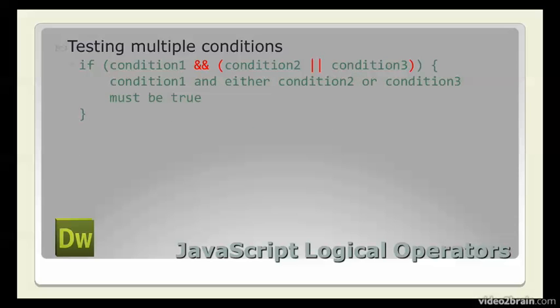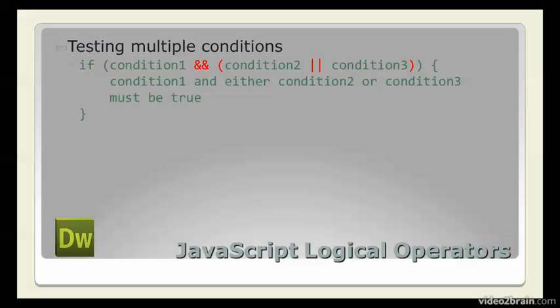When combining more than two conditions with logical operators, you must remember that the conditions are considered from left to right, and as soon as one is false, the whole condition fails. So if you want to combine AND with OR, you need to wrap the OR part within a pair of parentheses. So in this case, if condition 1 is true, JavaScript then goes on to consider whether either condition 2 or condition 3 is true. If either of them is true, then the whole condition succeeds. If they're both false, it then fails.